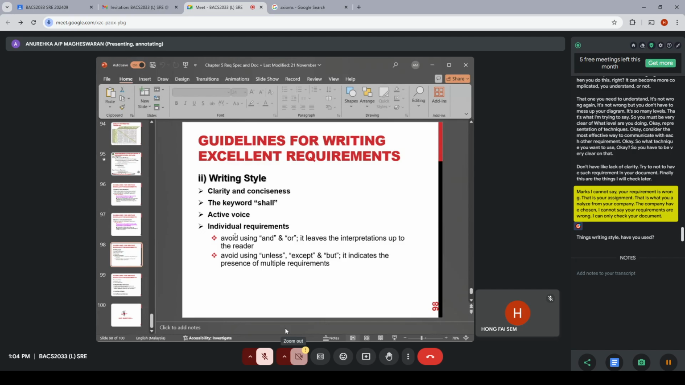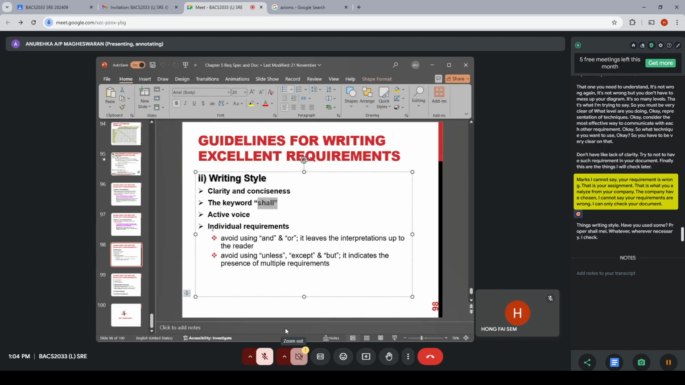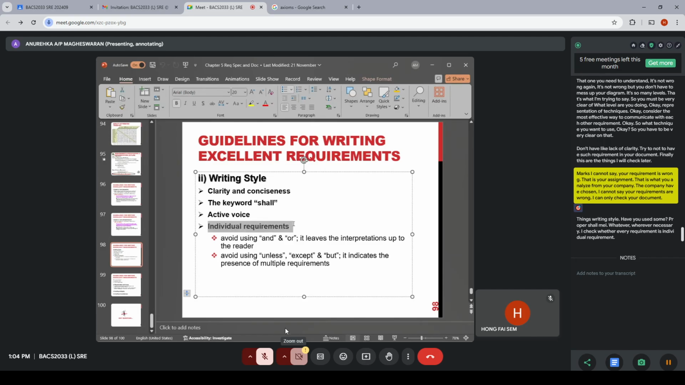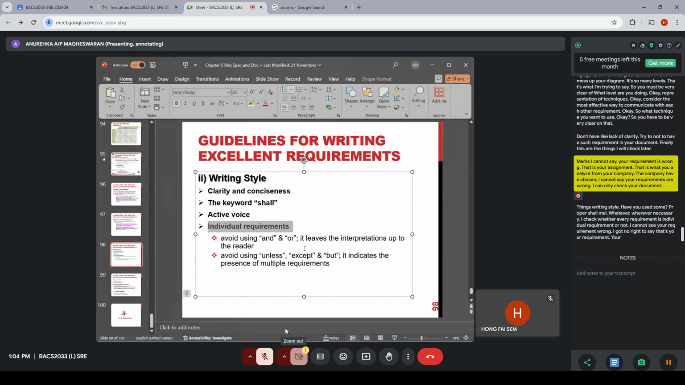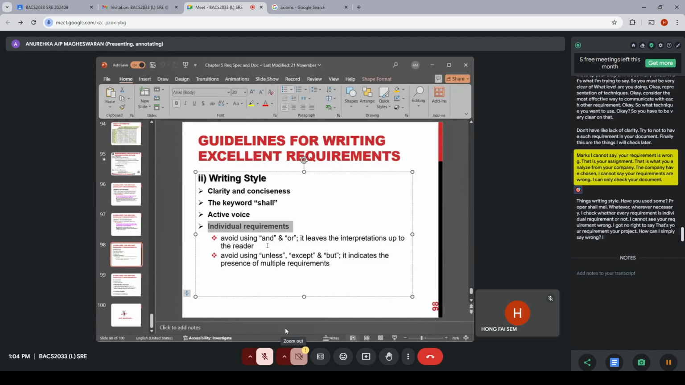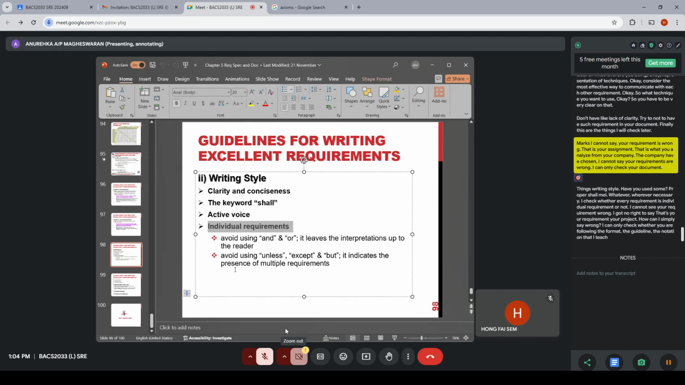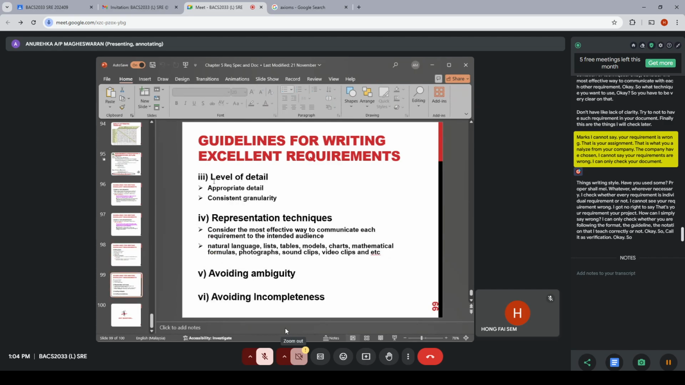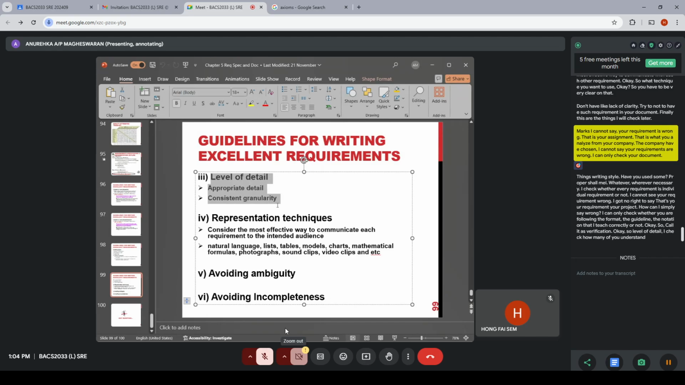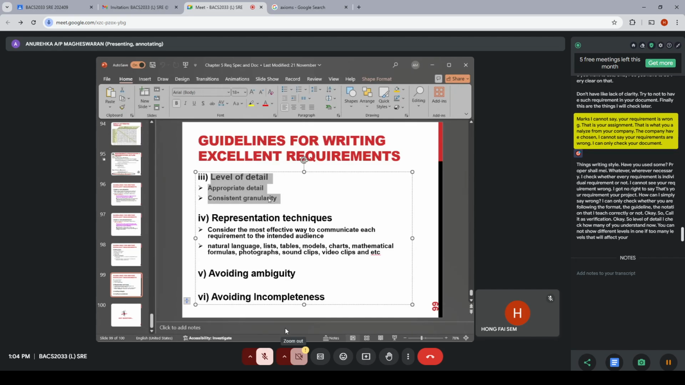Writing style. Have you used a proper shall, may, whatever, wherever necessary? I check whether every requirement is an individual requirement or not. I cannot say your requirement is wrong. I have no right to say that, it's your requirement, your project. How can I simply say wrong? I can only check whether you are following the format, the guideline, the notation that I teach correctly or not. That's why I call it verification. Level of detail: I check how many of you understand. You cannot show different levels in one. If too many levels, that will affect your marks very little, but don't worry.